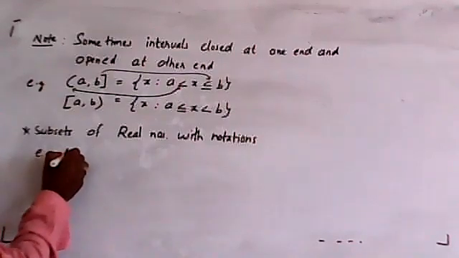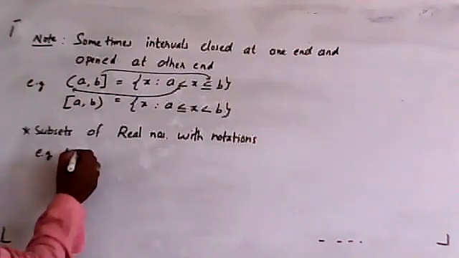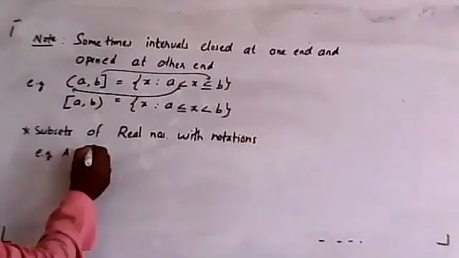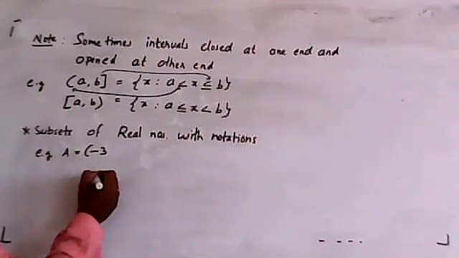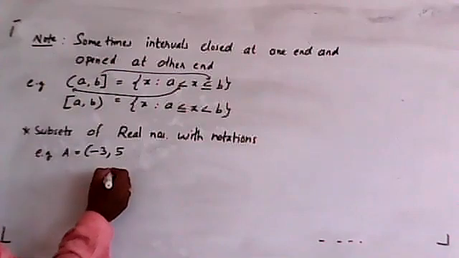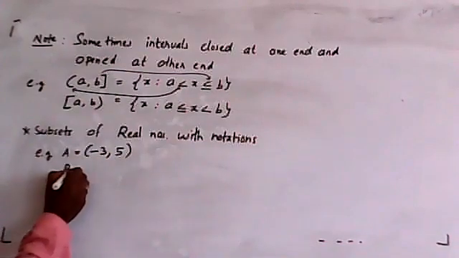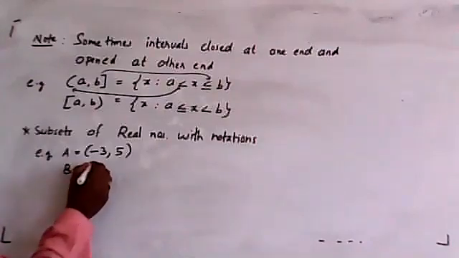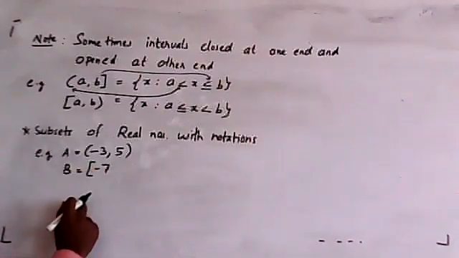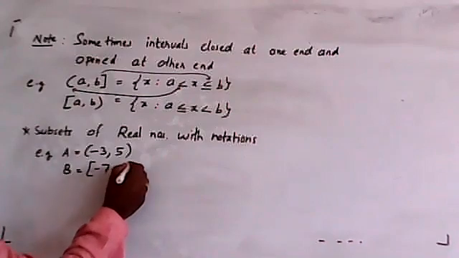Example, I have given a set A. See, I'm telling this as set A. Understanding now? I'm not using any flower bracket, I'm using only the common brackets. And one more set, B, is there: closed bracket minus 7, comma 9, closed bracket.